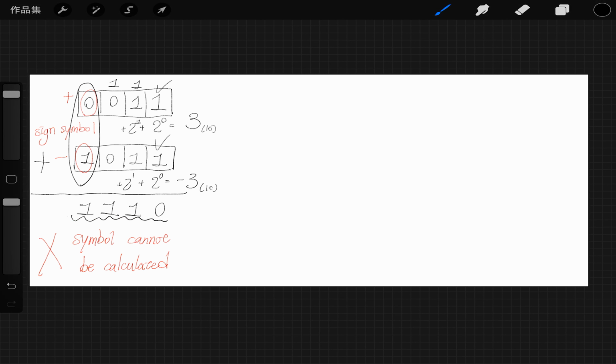What is this number in decimal form? Let's see. For this one, I get 2 to the power of 1, 2 to the power of 2. For this one, it represents negative. So what we get here is -6 in decimal form. What we originally expected is to get a 0 in decimal form. However, if we try to add them up directly, we get a -6, which is wrong. So because of this inconvenience in calculation, we have 2's complement.